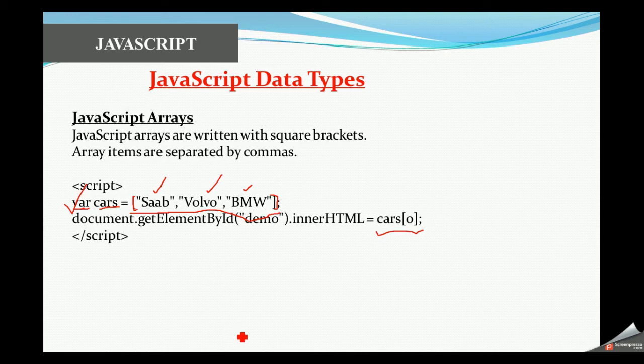In the array, indexing always starts with 0, then 1. So we will be using cars[0], which means I'm talking about Saab. If I'm writing cars[1], then I'm talking about Volvo. In this way we can access our JavaScript arrays. So what are arrays? Arrays are a collection of similar types of data, and JavaScript arrays are always written in square brackets.